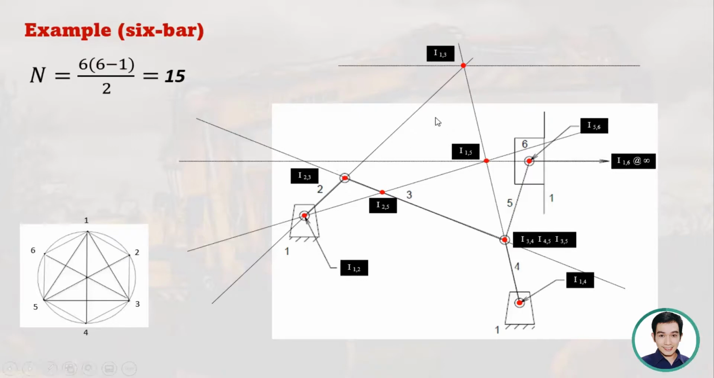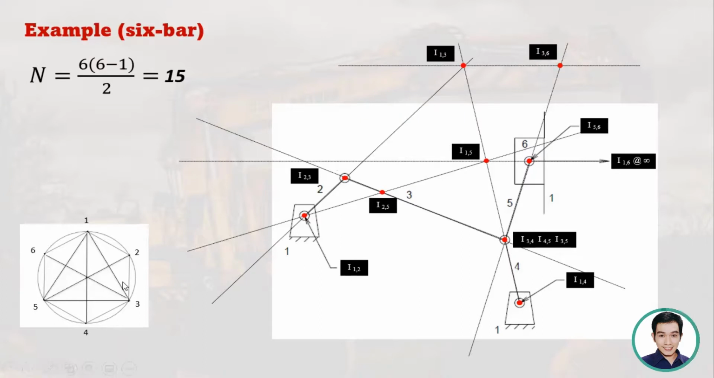And then the other triangle we have is 3,5,5,6. So the 3,5 is located here at this point, and then the 5,6 is located here. This one. So we connect them, 3,5 and 5,6. Then the intersection is the 3,6.